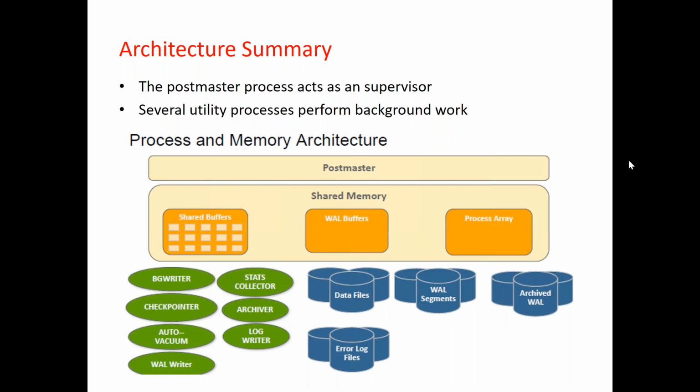this diagram has a process known as the postmaster process, and shared memory. Then there are some background processes, and some in the blue color are files which are on the disk. The green color are the background processes, and the postmaster process acts as a supervisor. So the postmaster, the shared memory, and these green colored processes are all on the primary area of your operating system, on your machine.